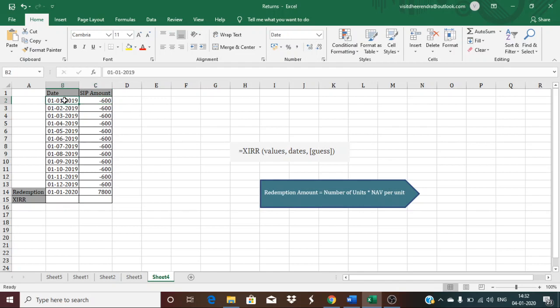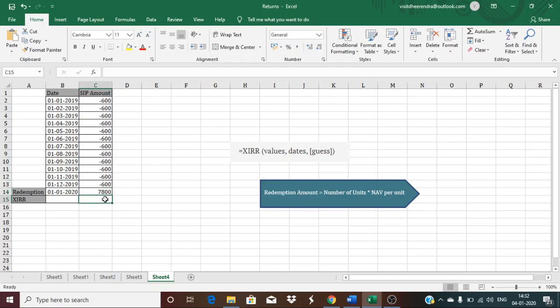So on 1st of January I'm making an SIP of 600 rupees. Then on 1st of February I'm making an investment of 600 rupees, and this continues till 1st of December. The last SIP amount I invested on 1st of December is also 600 rupees. Now on 1st of January 2020 I redeemed all my investment, and the investment value comes to 7,800 rupees. This is an assumption I'm taking here, that 7,800 rupees is the redemption amount. We will come to this part later, and discuss how this redemption amount is calculated.